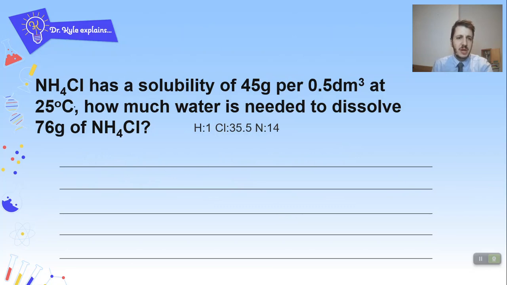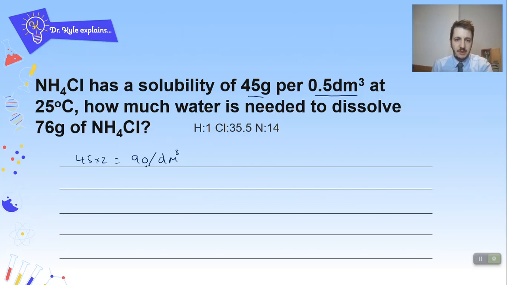Okay, next question. Ammonium chloride, NH4Cl, has a solubility of 45 grams per 0.5 decimeters cubed at 25 degrees. How much water is needed to dissolve 76 grams of ammonium chloride? So first of all, we need to read this question carefully. So 45 grams per 0.5 decimeters cubed. So that means 45 times 2 equals 90. And that means that 90 grams is in 1 decimeter cubed.